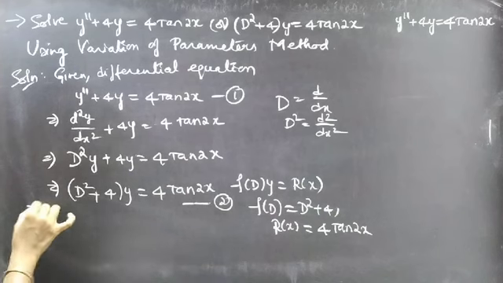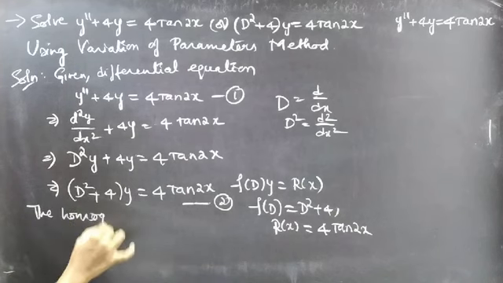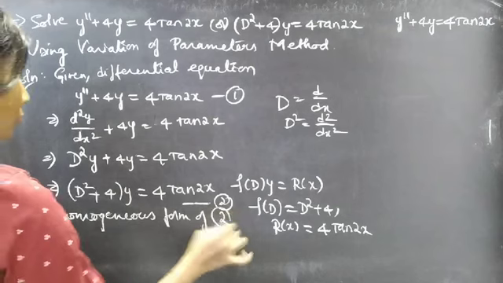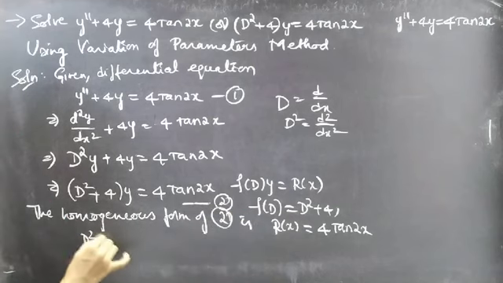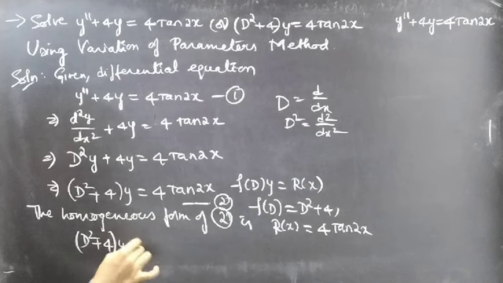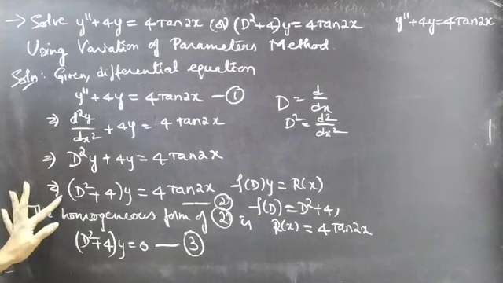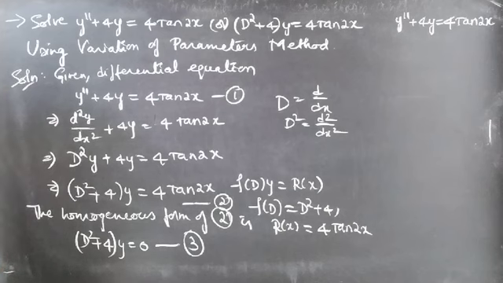The homogeneous form of equation 2 is D square plus 4 into y equal to 0. Consider it as equation 3. Now we'll find the solution of the homogeneous equation using the auxiliary equation, and using that solution we'll write the solution of equation 2 or equation 1 just by changing the parameters with functions of x, right? So let's begin with the auxiliary equation.